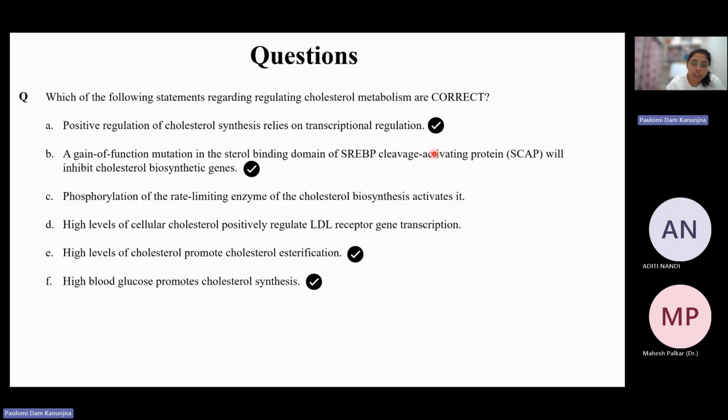E says high level of cholesterol promotes cholesterol acidification. Yes, because if you have cholesterol, you want to transport it, you make it more acidic. Sixth one says high blood glucose promotes cholesterol synthesis, because high glucose means high insulin, and we have seen that insulin positively regulates the cholesterol biosynthetic pathway. So more glucose, more insulin. That's why it is correct, because glucagon is basically doing the opposite of insulin. So you have more insulin when there is more glucose, and insulin positively regulates the cholesterol biosynthetic pathway.